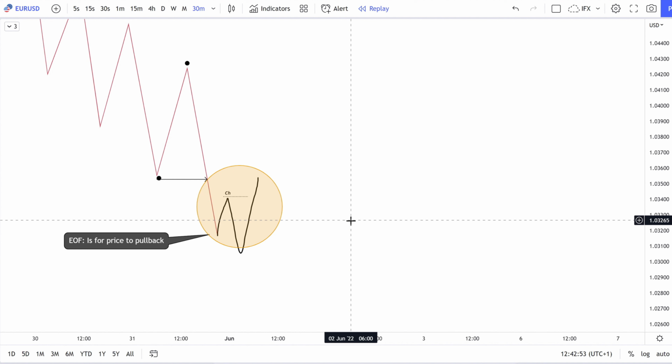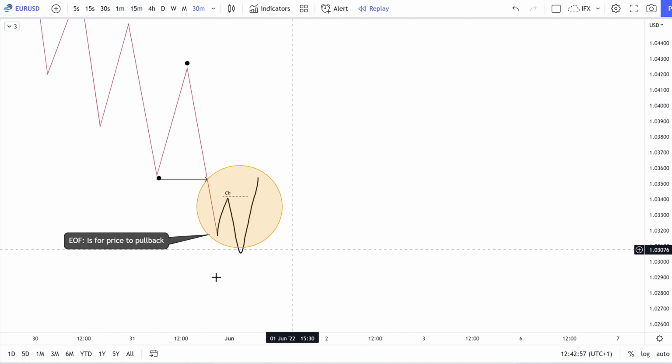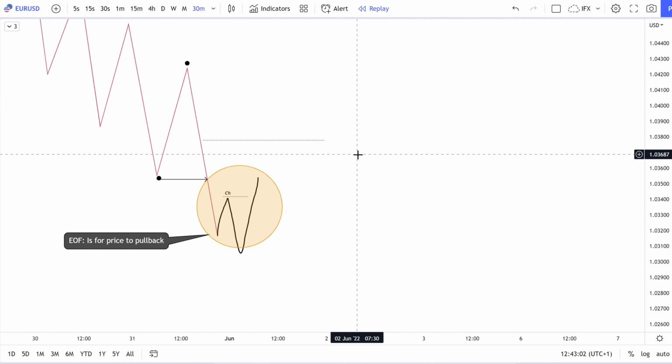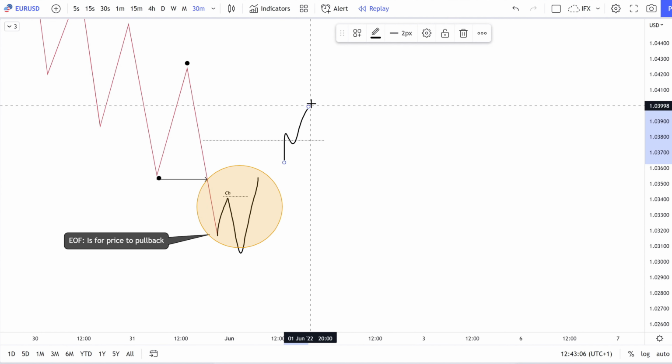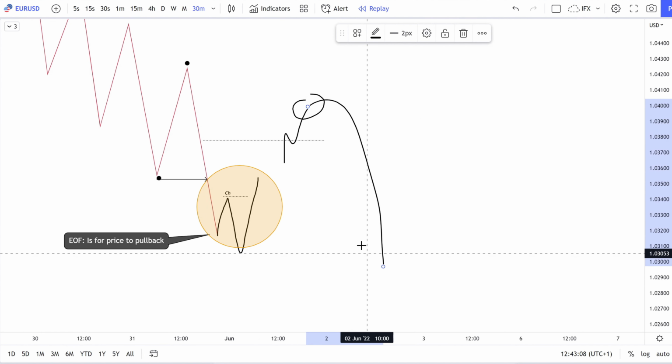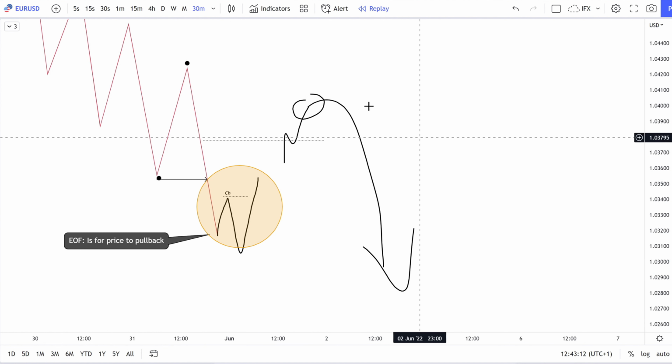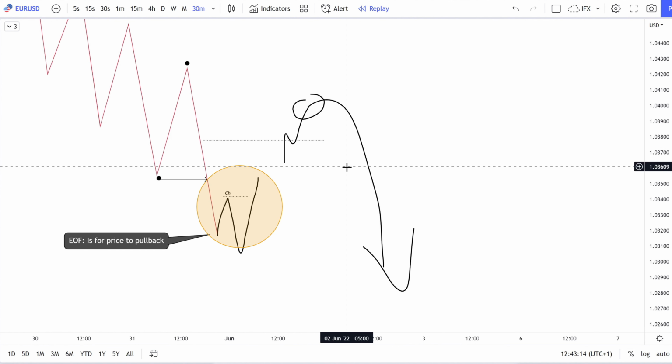Secondly, where is price likely to pull back into? Well, the obvious answer is, we're in a selling market, so we want price to pull back into premium so we can sell again. These are things you need to ask yourself, and this really helps in having regions for targets.